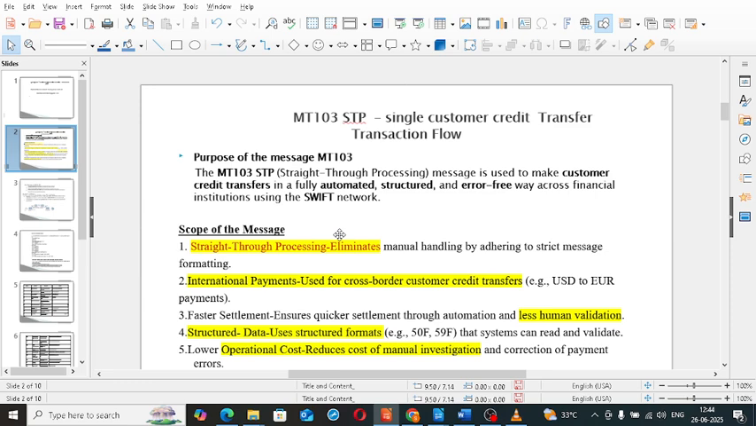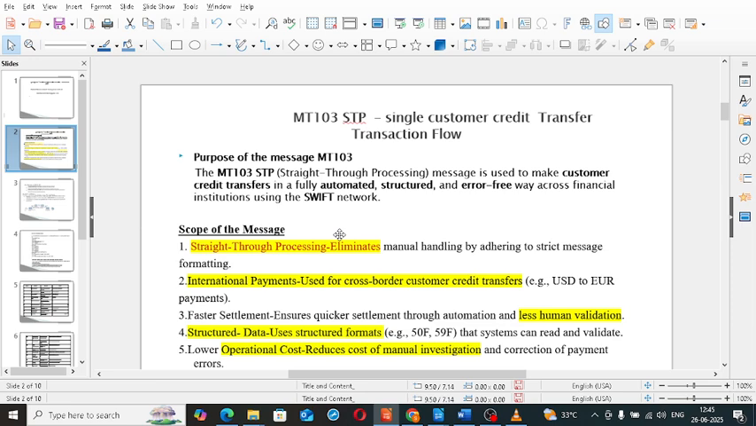MT103 STP, single customer credit transfer. What is the purpose of the MT103 STP message? MT103 STP is a straight through processing message. It never involves any human intervention. The message should flow automatically without any human intervention. It's also an error-free message, and by using the MT103 STP message, the bank side gets a lot of benefit. What is the scope of the message?